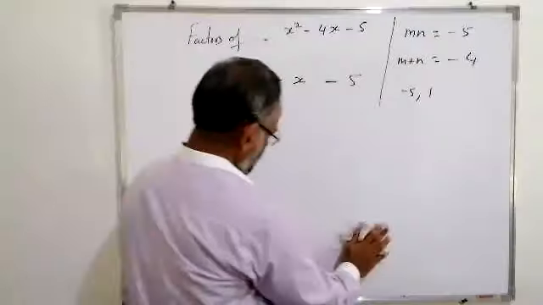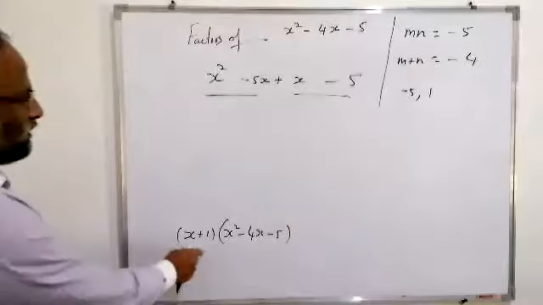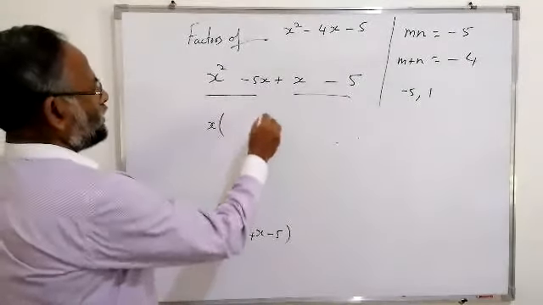Now what are the factors? Which are the factors? x plus 1 and x minus 5. Okay, x plus 1 we got already. We know we need two factors. Okay, take x outside. Okay, put one bracket here.